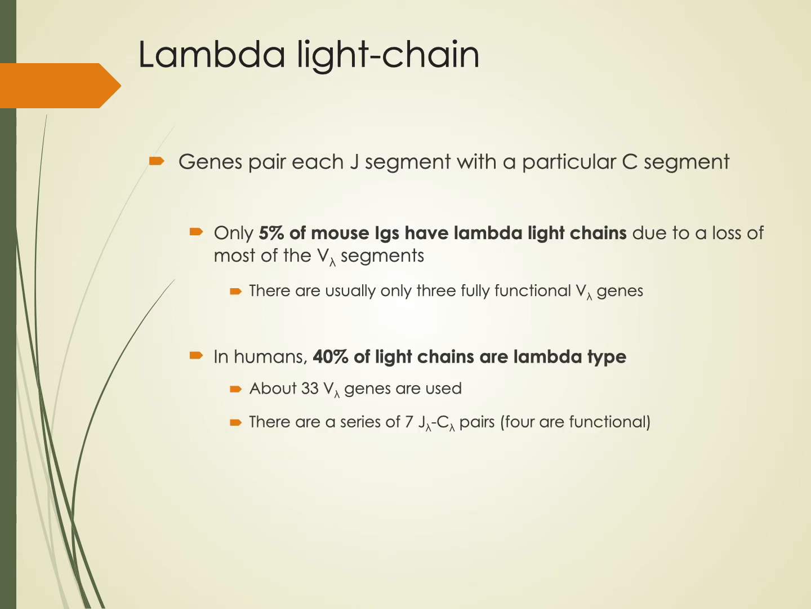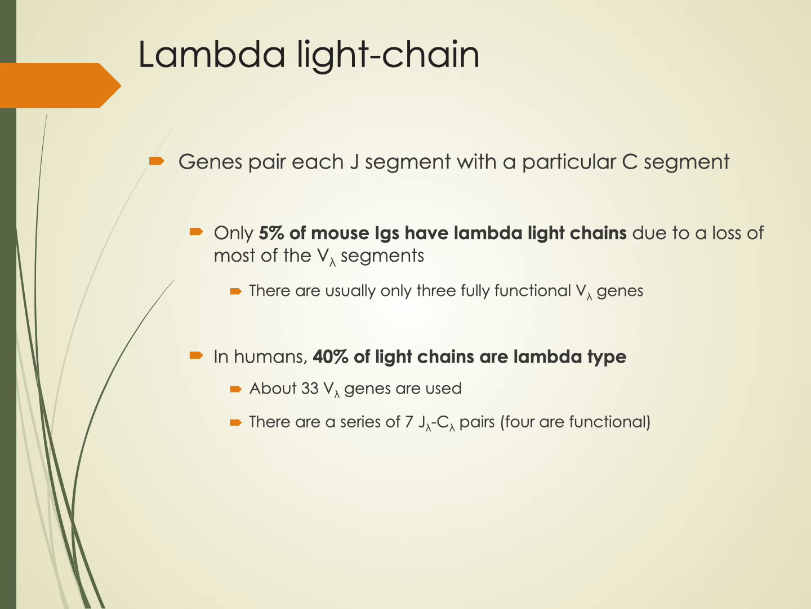For lambda, it also has variable, joining, and constant, and one way to determine which gene is which is that lambda actually has the joining and constant paired. So if you pick joining 1, you get constant 1. For kappa, those are independently selected. So you can get joining 1 and constant, but it actually only has 1 constant.